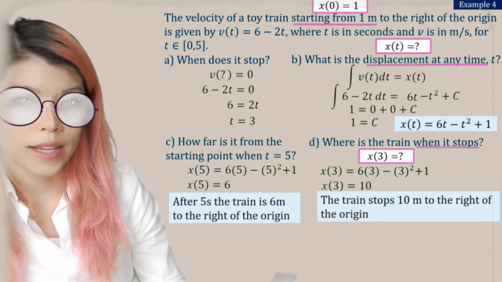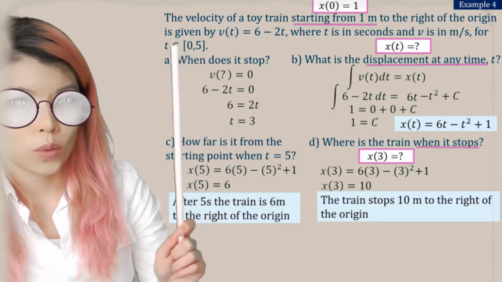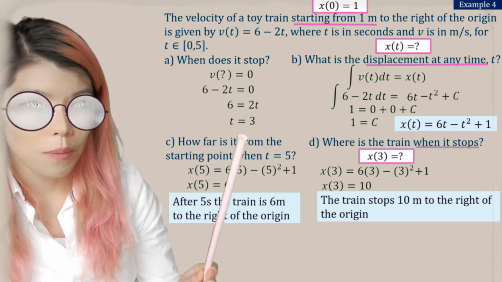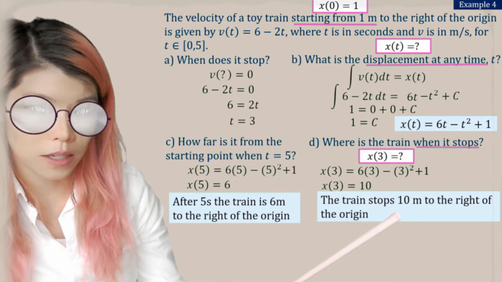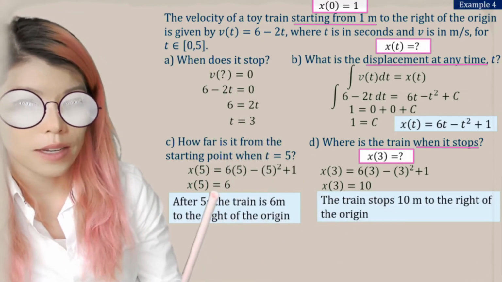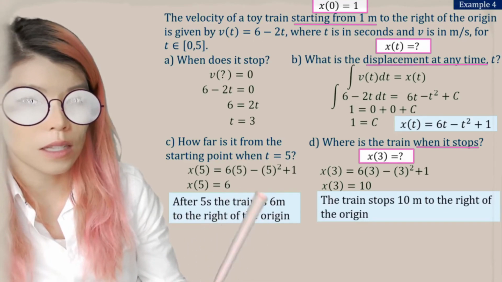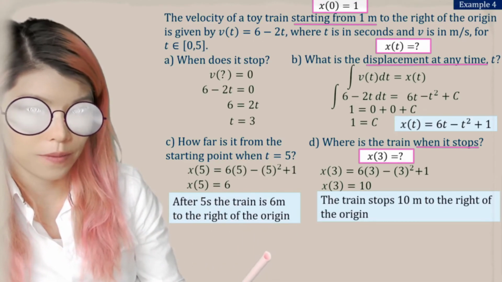So what has the train done so far? It has traveled between 0 and 5 seconds. It stopped at t equals 3 seconds, 10 meters to the right of the origin. And then it kept going, and at 5 seconds, it is 6 meters to the right of the origin.